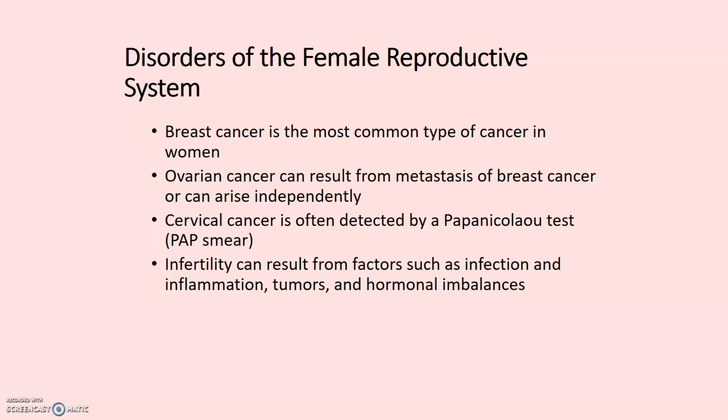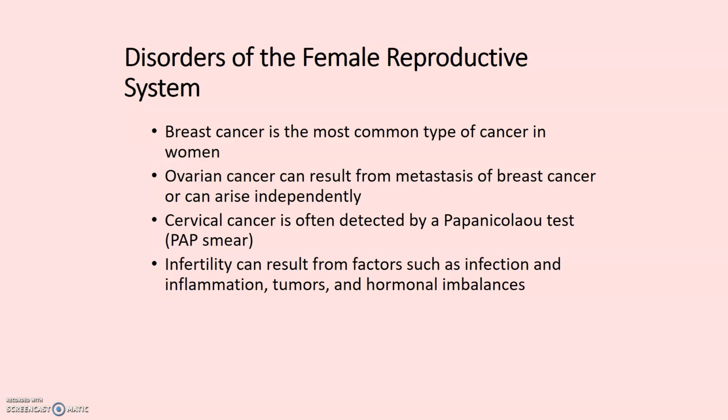Breast cancer is a very common type of cancer in women. Breast cancer can happen in men as well. It's just much more common in women because the mammary tissue hypertrophies or grows as a young woman gets older, and the tissue is exposed to estrogen.